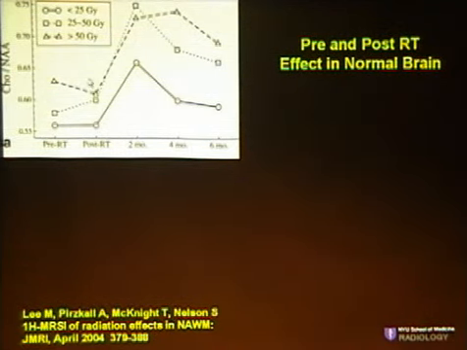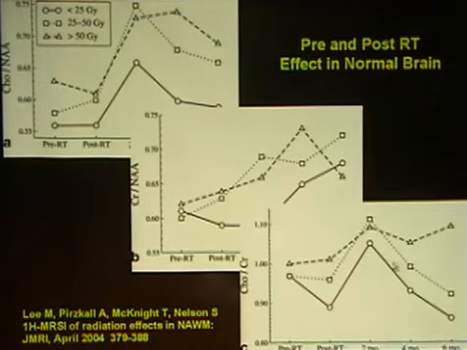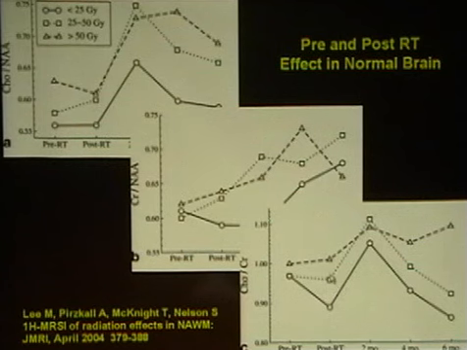Just a caveat to that, in the first 6 months after radiation, this is work that's come out of the UCSF group, you can see that, and it's a little dose dependent as well, the choline to NAA ratio will progressively increase. The creatine to NAA ratio will also change, and the choline to creatine ratio will alter as well. So keep in mind that because of the demyelination occurring in normal brain in the first 6 months after radiation, there will be some increase in these metabolites.